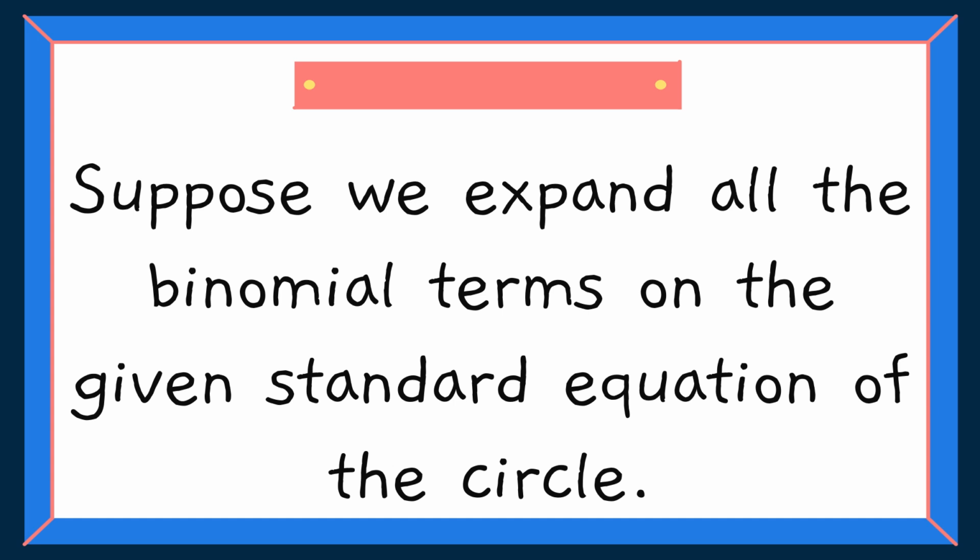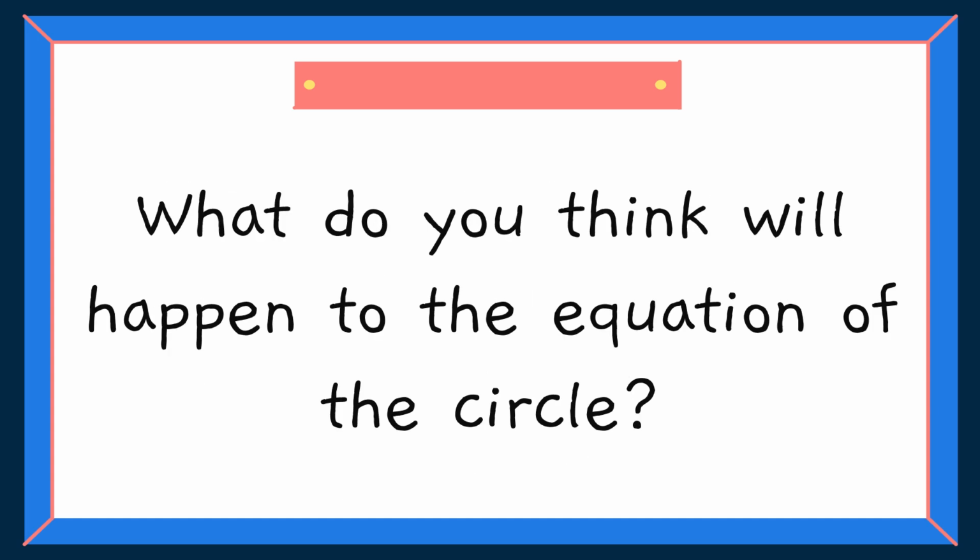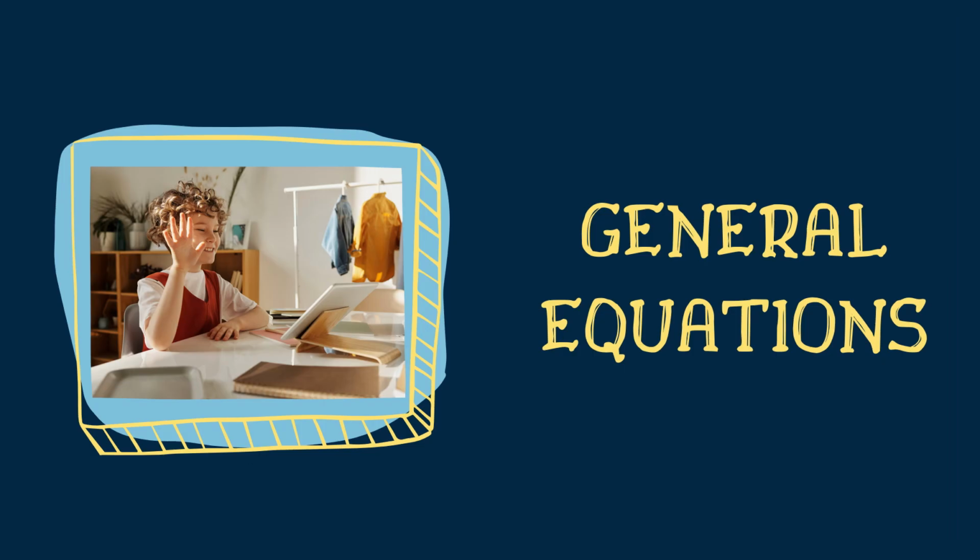Suppose we expand all the binomial terms on the given standard equation of a circle. What do you think will happen to the equation of our circle? I'll give you time to think. What do you think is the process, or what will happen to the equation coming from a standard equation? From one equation, which is the standard equation, we will form the general equation. And what is the format of the general equation of a circle?